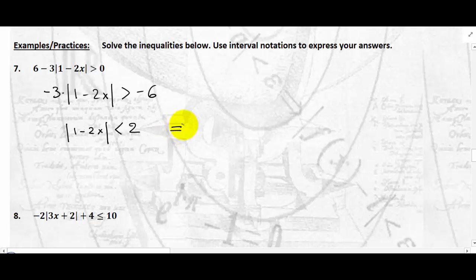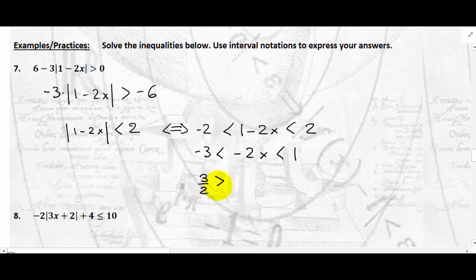Okay, and now I can apply the formula we just went over. So this is a less than, so I'm taking what's in the middle, 1 minus 2x, and I'm saying that it has to be between negative 2 and 2. And then I solve for x, this double inequality, subtract 1 from everywhere, right here, 2 minus 1 is 1, and then divide by negative 2 everywhere, right? So be careful, if you divide by negative 2, that becomes a 3/2, and you flip it right here, right? x, and then negative 1/2, okay?